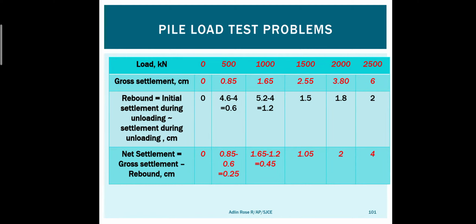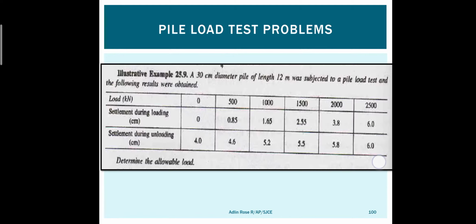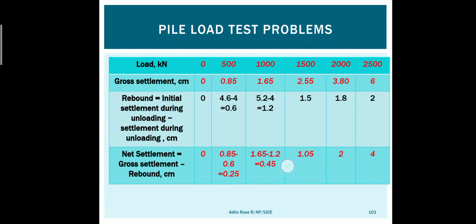So first you should draw a table like this, because we should find gross settlement, also net settlement. Loading and unloading data is given. Now we know the load is 0, 500, 1000. That is the first row. Write it as such: 0, 500, 1000, 1500, 2000, 2500.